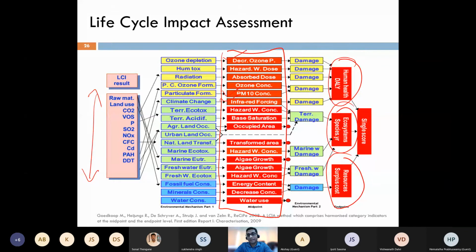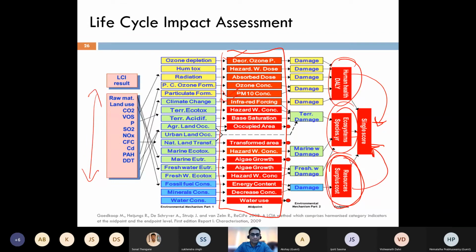Again, we have the ecosystems, which can be given in the number of years of species lost. What is the lifespan of the species once those emissions have gone into the atmosphere? The other could be the cost in terms of fossil fuels, minerals, and water concentration. These are normally given in terms of the capital amount of those resources that are lost. And these endpoints can again be clubbed into a single indicator, as has been seen here.